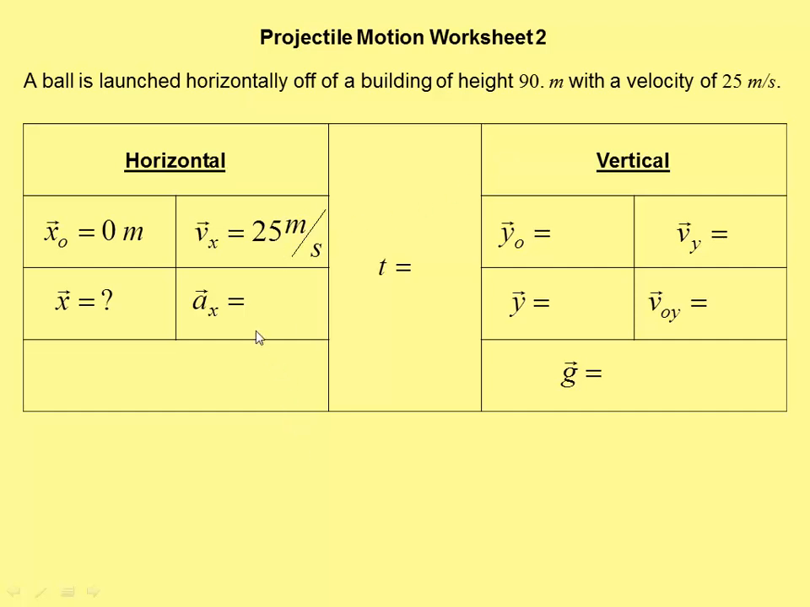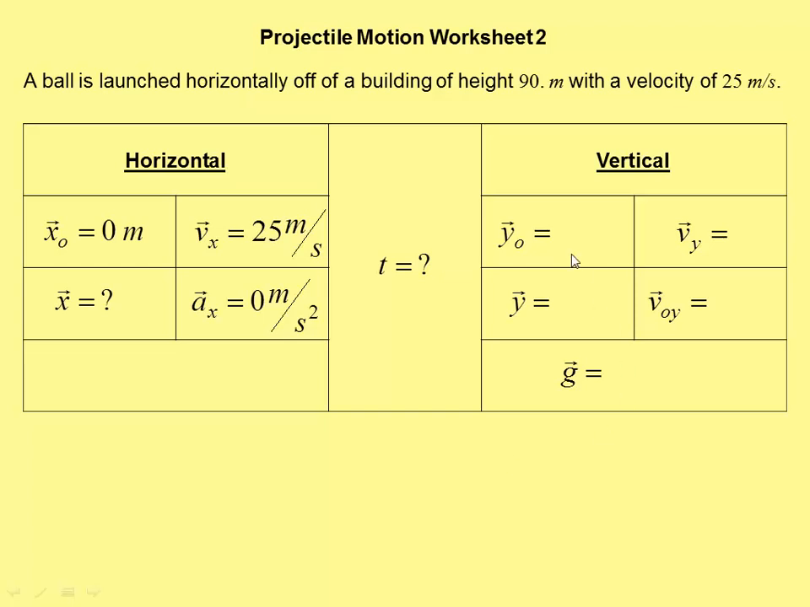As I just mentioned, the horizontal velocity is constant, therefore the horizontal acceleration is 0. Remember, there are no forces acting horizontally on a projectile. Time is kind of our variable that works both horizontally and vertically, and time is something we're not sure of at this point until we get to the next part.